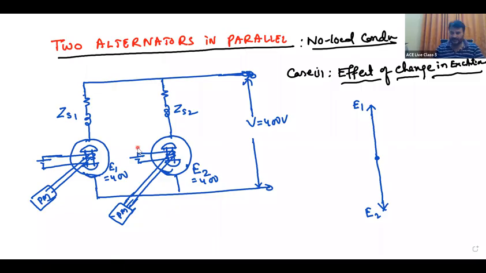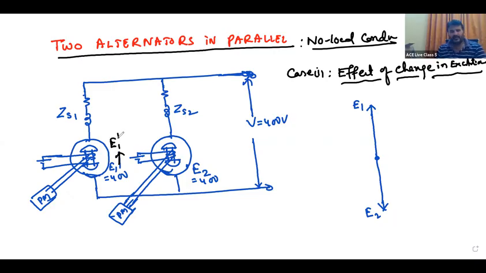First, let me explain this. This is E1 and E2. Both are said to be in phase opposition with respect to the local circuit because one is giving, the other one is taking. Now, if excitation of machine 1 increases, what will happen? E1 increases to E1 dash, say.